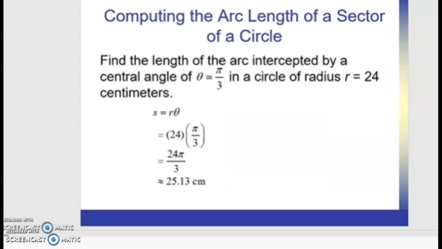An example: find the length of the arc intercepted by a central angle of theta equals pi over 3 in a circle of radius 24 centimeters. Our formula for finding the length of an arc is S equals r times theta. We were given r, the radius of 24 centimeters. We are lucky this time. Our angle is given to us in radians.